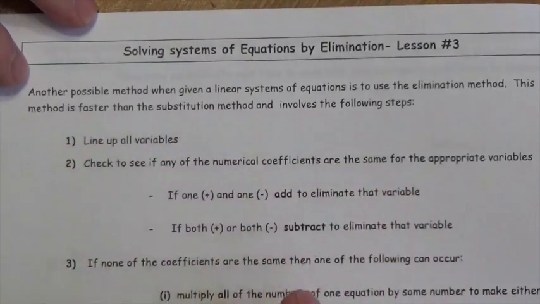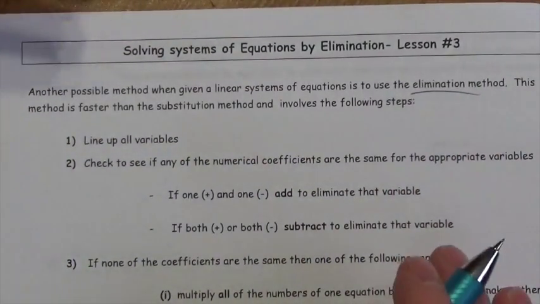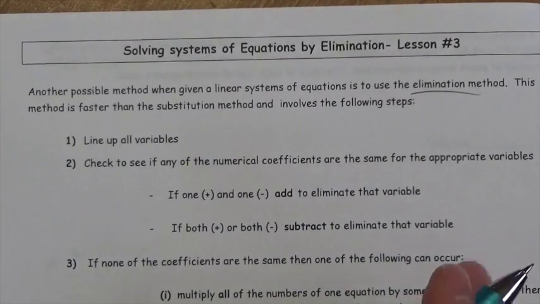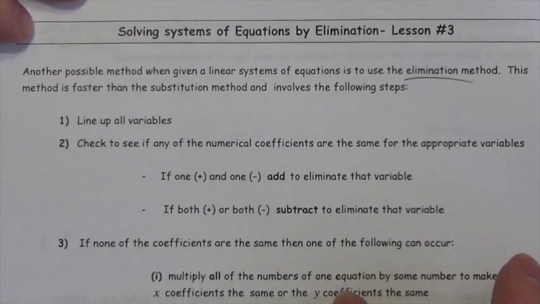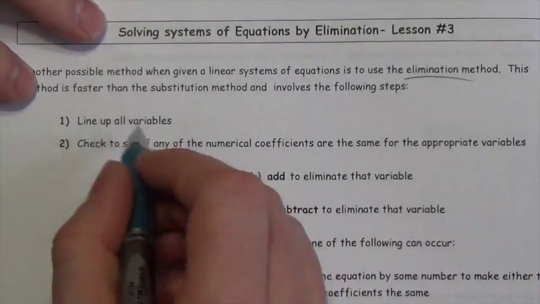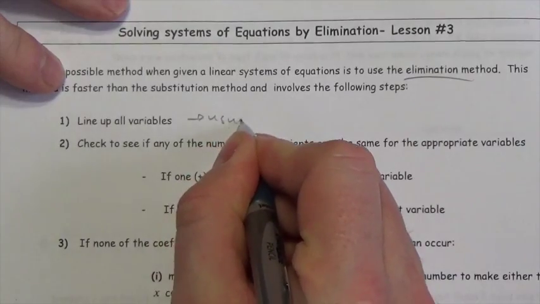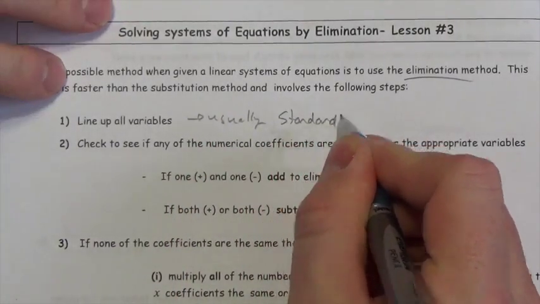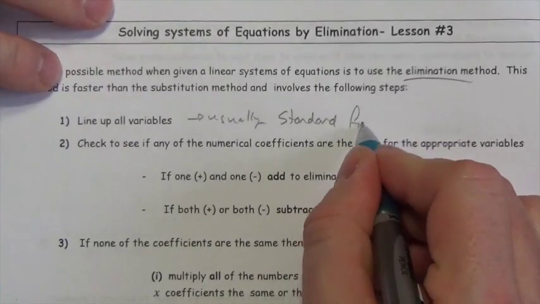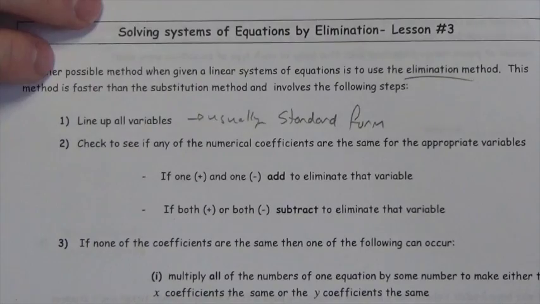We call it the elimination method because by adding or subtracting two equations together, we're going to eliminate one of the variables. So what we do is we line up all the variables. Usually we do this in standard form. It does not have to be standard form. It's just that usually we do this in standard form.